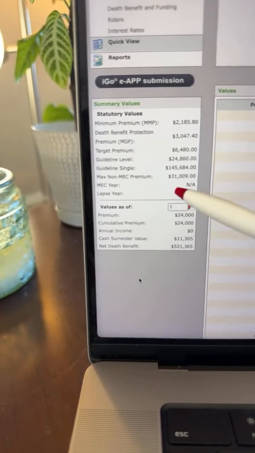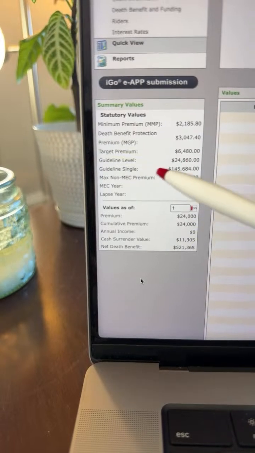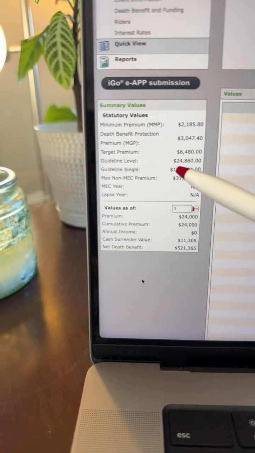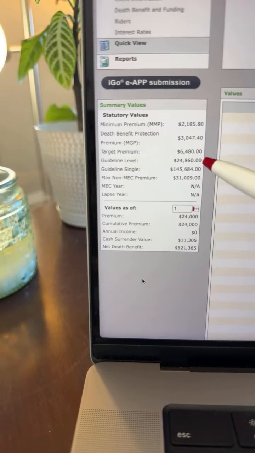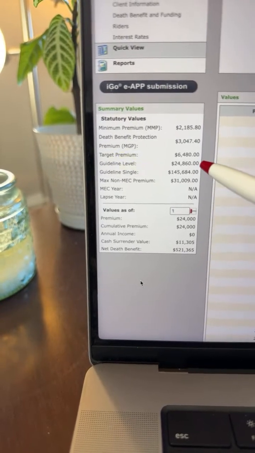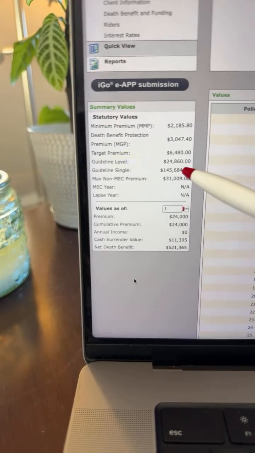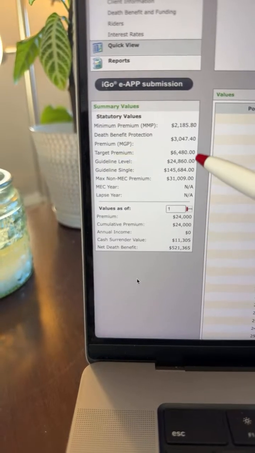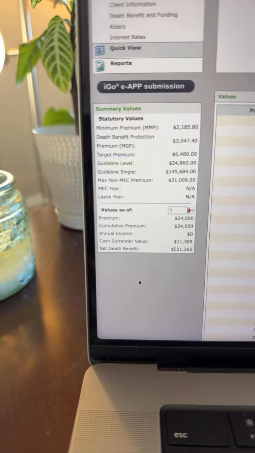And then again, this is the most amount that you can put in the first 4 to 5 years. After that, this number will get reduced down here to the guideline level premium, $24,860 a year. So the guideline level is your maximum amount that you can put in through all years of the policy. Every year, that's the max that you can contribute per year.